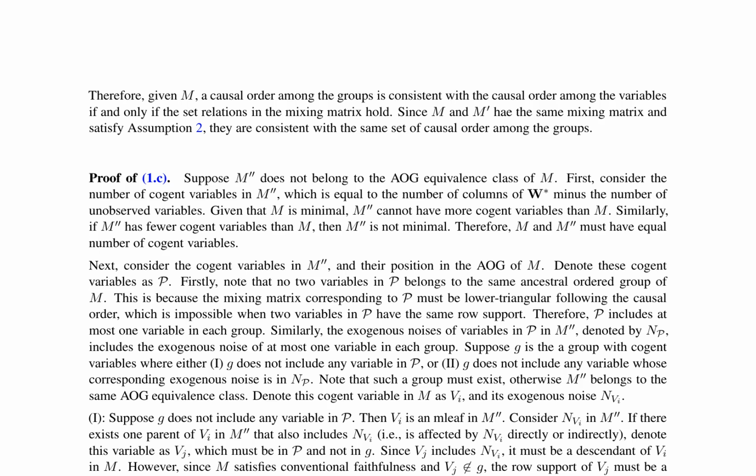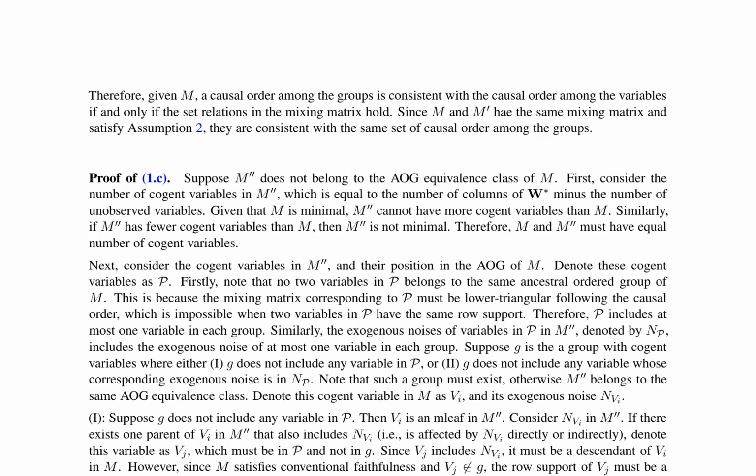The authors then prove that given M, a causal order among the groups is consistent with the causal order among the variables if and only if the set relations in the mixing matrix hold. Since M and M' have the same mixing matrix and satisfy assumption 2, they are consistent with the same set of causal orders among the groups.